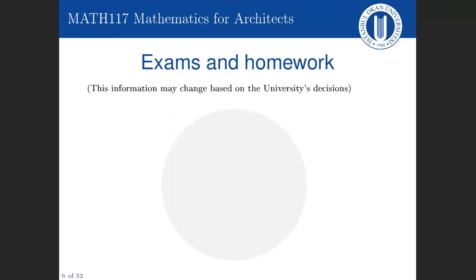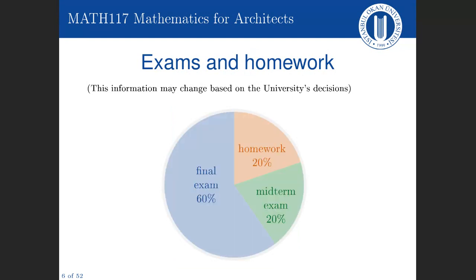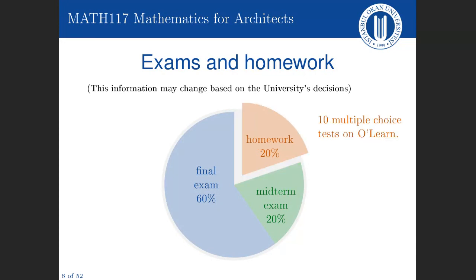I'm going to examine this course with homework and 1 midterm exam and 1 final exam. So assuming that we don't hear anything from the head of the university, the homework will be worth 20%, the midterm exam will be worth 20%, and the final exam will be worth 60%. The homework will be multiple choice tests on Olan.